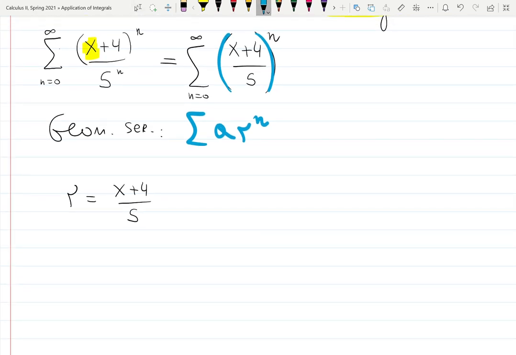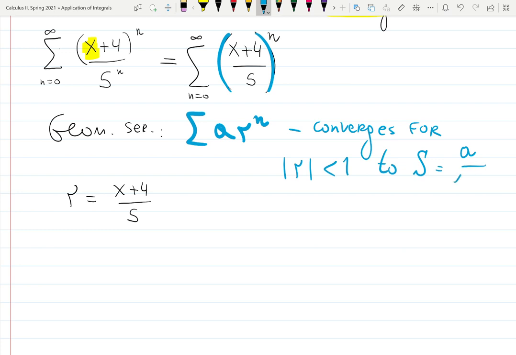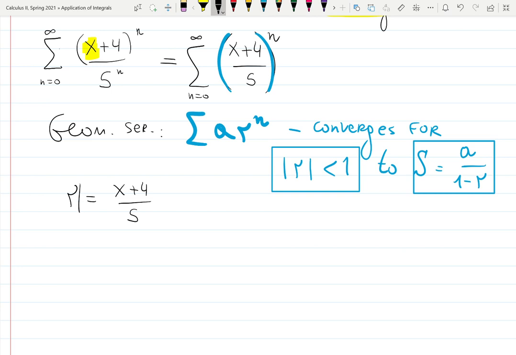However, we know that a geometric series converges for r, which is a common factor or common ratio, by absolute value less than 1. And we even know that it then converges to a finite sum, which has a formula a, that's the first term, over 1 minus r. We're not going to need this formula for this particular example because here we just need to say for which x this geometric series converges. Since r is (x plus 4) over 5, we need to require this by absolute value to be less than 1 in order for the original series to converge.